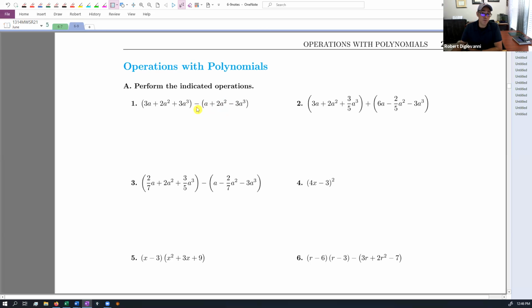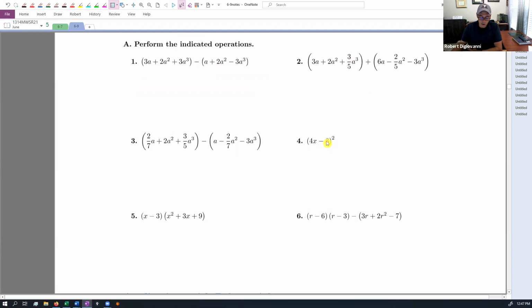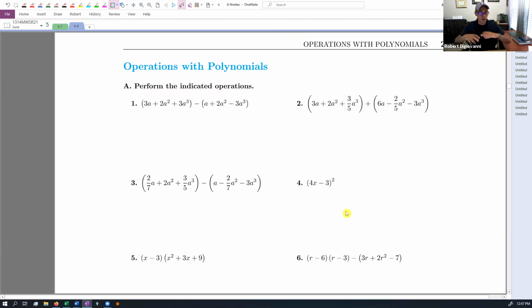And here we're subtracting the two. Here's a polynomial, we're adding another polynomial. Here's a polynomial, we're subtracting another polynomial. Here we're squaring a polynomial. Here we're multiplying a polynomial. Here we're multiplying and subtracting. So this section is all about how we do these operations. So the thing that you need to be most familiar with is the idea of like terms.